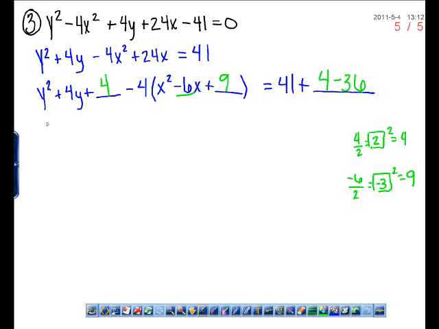So, what does this become? y plus 2 squared minus 4 times x minus 3 squared equals, remember, without a calculator, 41 plus 4 is 45, minus 36, 9. All right, we're almost there. So we have to get it equal to what? 1. We've got to get it equal to 1. So we're going to divide every term by 9.